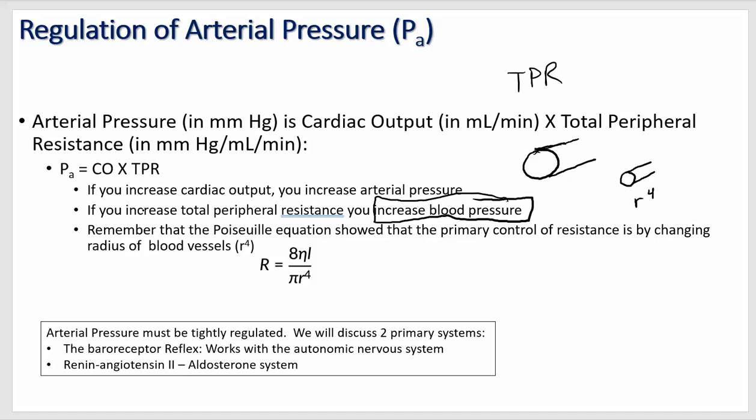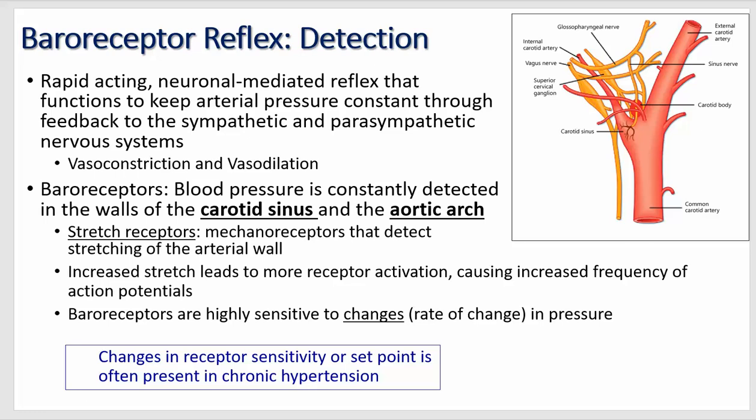So arterial pressure has to be tightly regulated, and we're going to discuss two primary systems. Then we're going to discuss some others like vasopressin or antidiuretic hormone, and several other types, local control, that kind of thing, chemoreceptors. But first, we'll start with these two bigger ones. We'll just leave it at that.